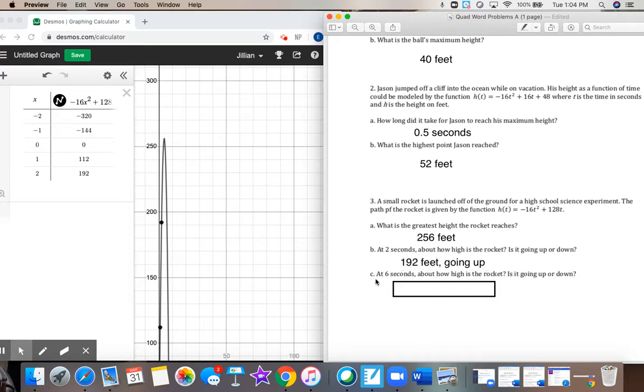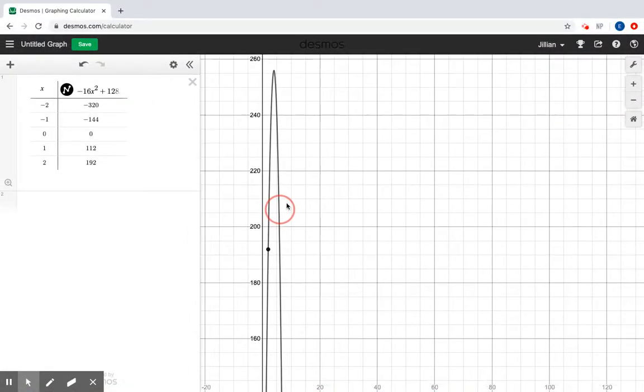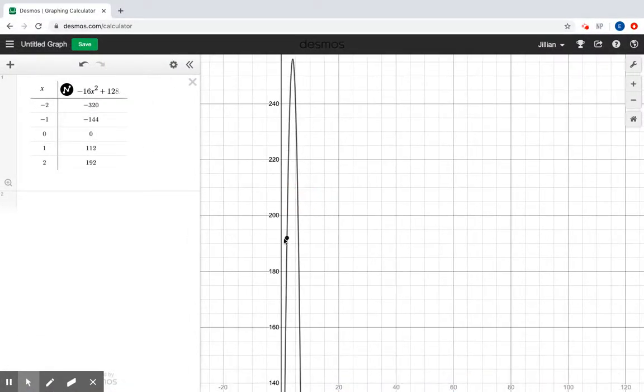Now it asks what about when it's at 6 seconds? You could do the same thing. You could just drag and see what you want your point to be at. You can drag it until it's at 6. I don't like doing that, so I'm not going to do that. I'm just going to move this and type in 6, and it gives me 192, and it makes a point right there. So we have 6, 192. At 6 seconds, it is at 192 feet.